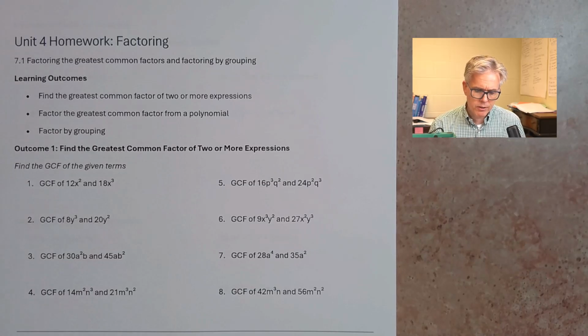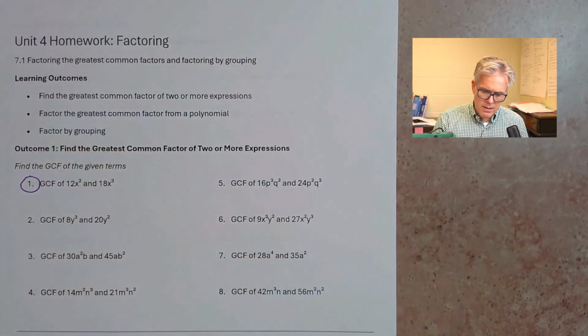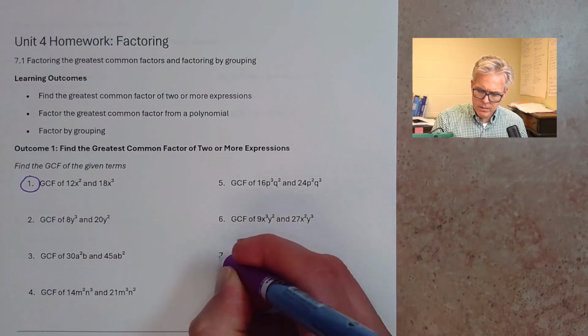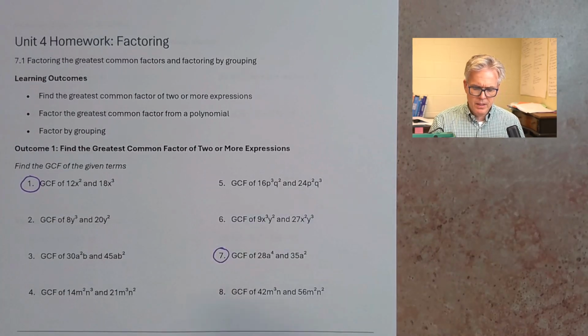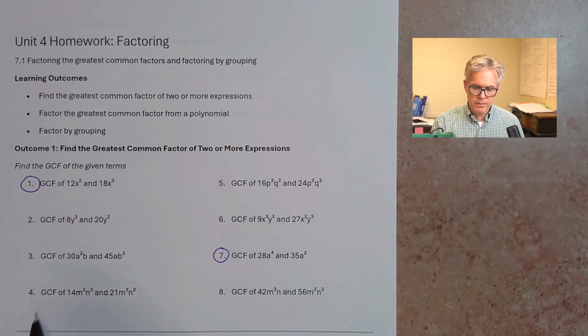All right, let's go ahead and go through some of this homework. So let me just pick a few here. Let's look at number 1 and maybe number 7. Okay, find the GCF, the greatest common factor, for each of these.